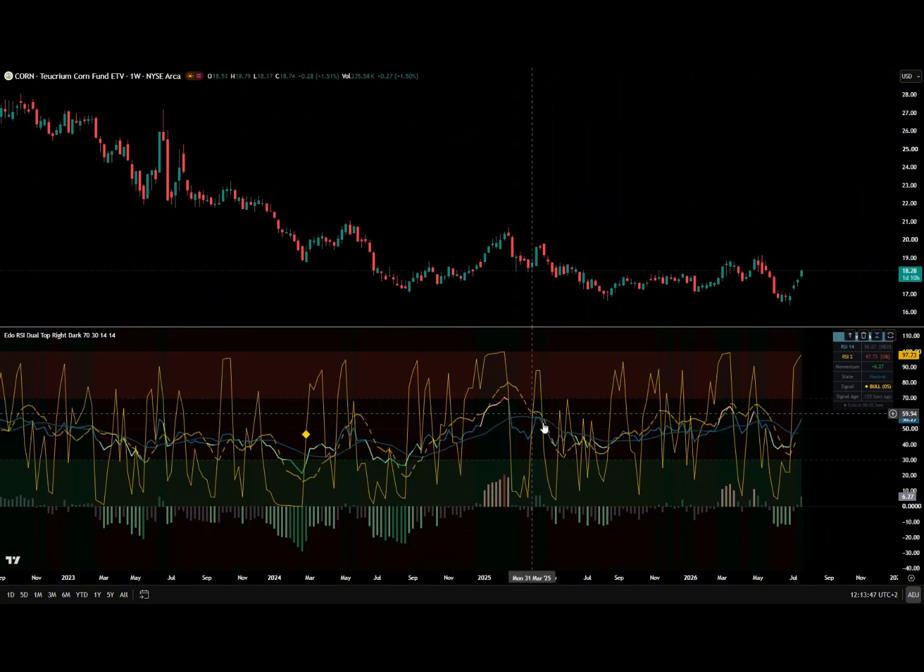In practice you read it in 2 steps, context first, trigger second. The 14 and its slow line tell you which side of the 50 the market is on. Only then does the 2-period reading matter, and only when it reaches an extreme. On the corn ETF the fast reading is at 98, deep in overbought, while the 14 is barely above 50. A stretch trigger with no trend behind it is exactly the situation to be careful with.